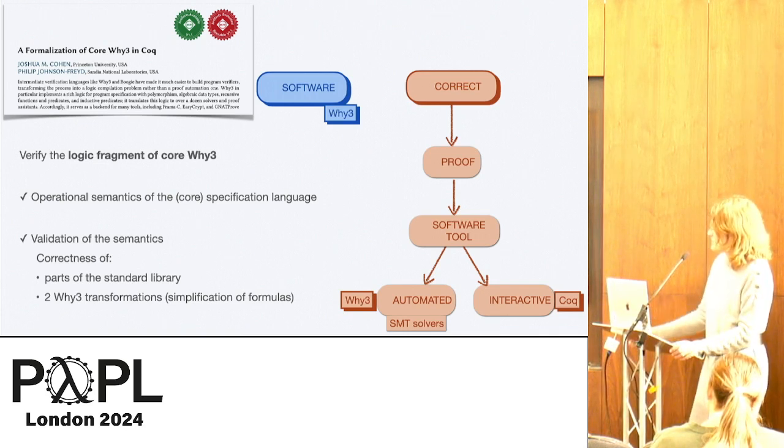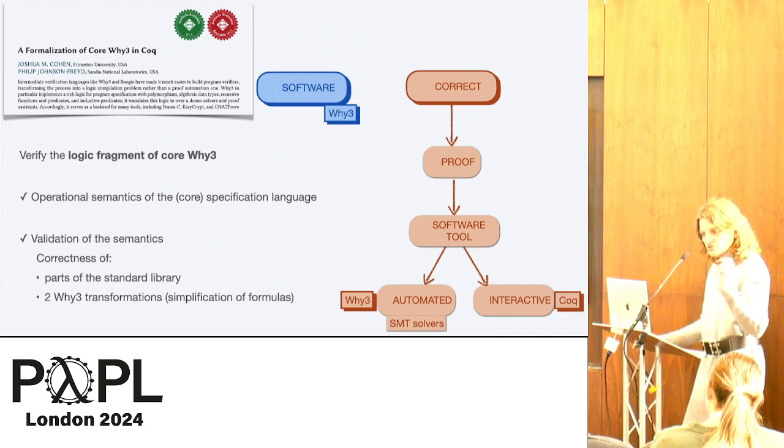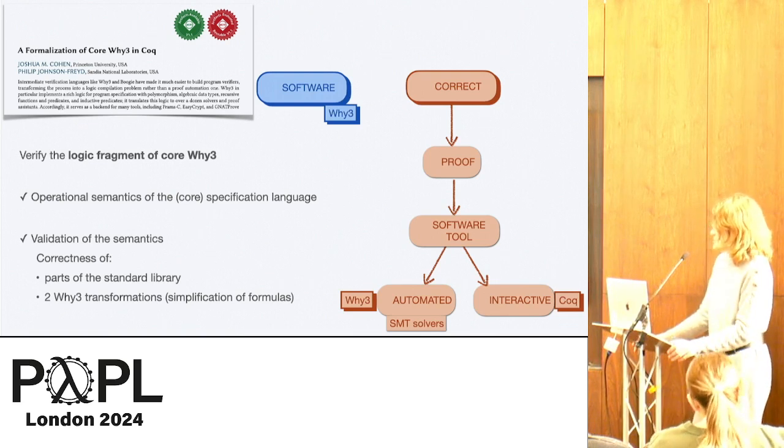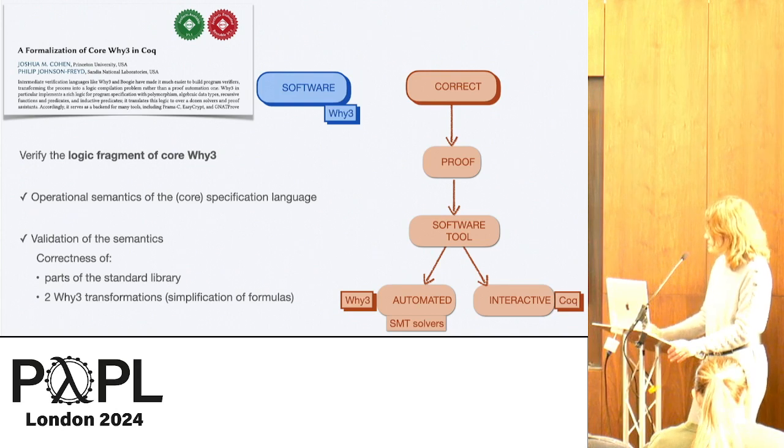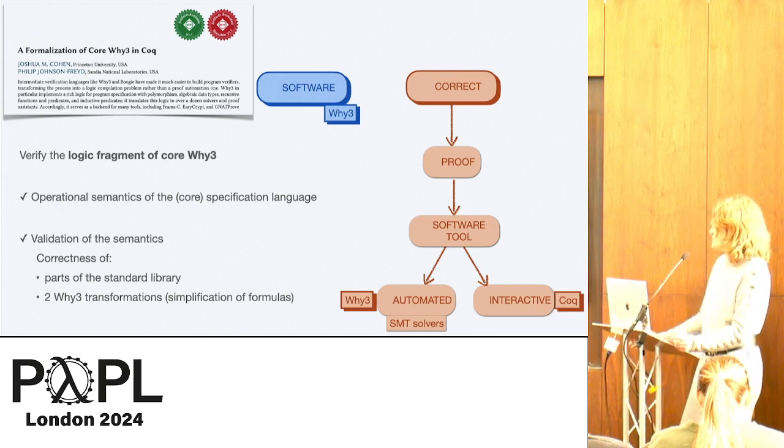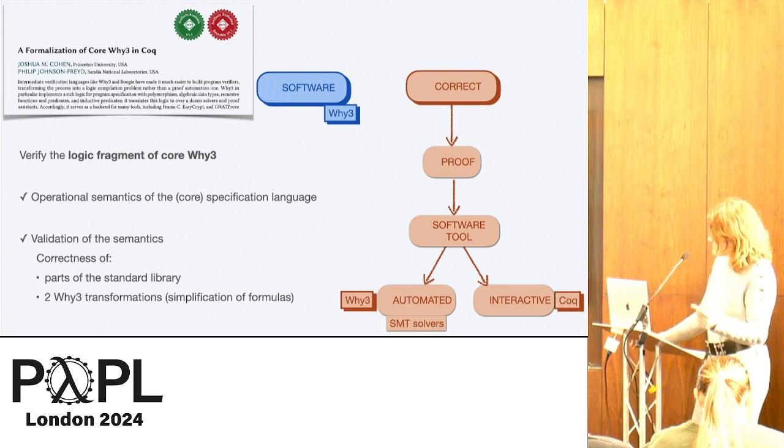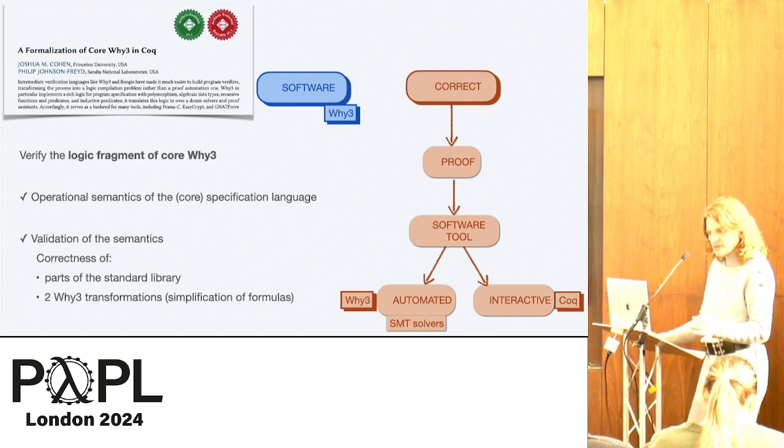So in this paper, they verified the logic fragment of a small subset of Why3. The logic fragment is a logic language used to write your specification. So they defined an operational semantics in Coq to reason on this language. And then they validated these semantics, and they showed the correctness of some program transformations. They showed, on the one hand, some operations that are in the Why3 library that usually are proven in Coq and not directly in Why3.